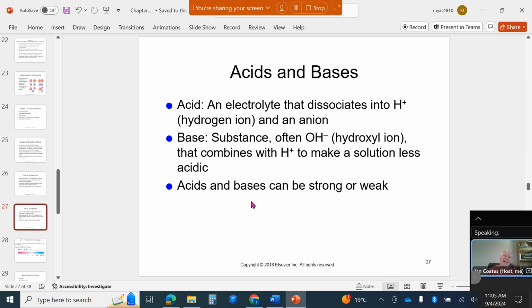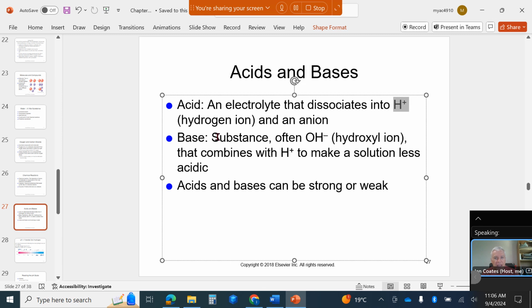Acids and bases. An acid is an electrolyte that dissociates and makes hydrogen. Okay? An acid has more hydrogen in it. And what do I mean by that? If you think of vinegar or lemon, even yogurt, it's that tang. You sprinkle some lemon onto a salad, it just brings that brightness. That's the hydrogen, that tang. Yogurt has a tang to it because it's slightly acidic.